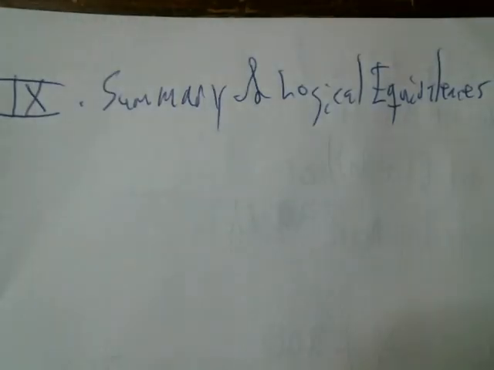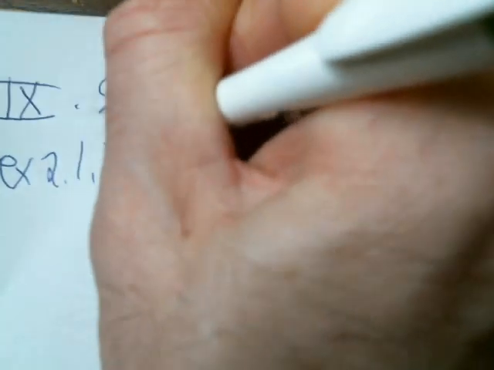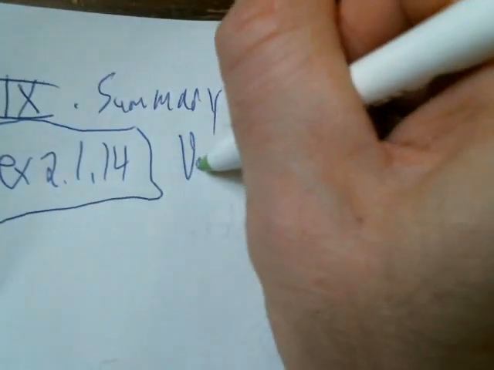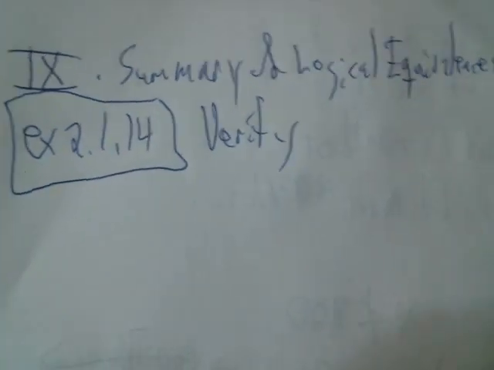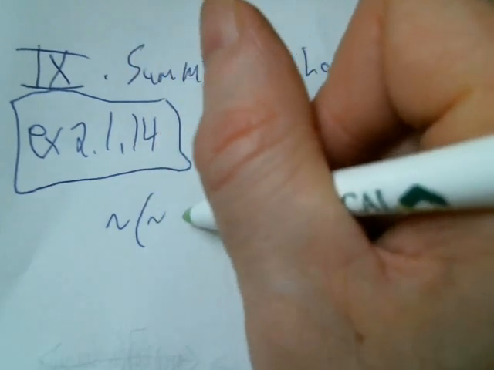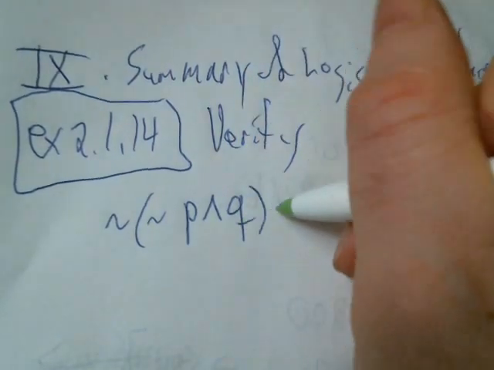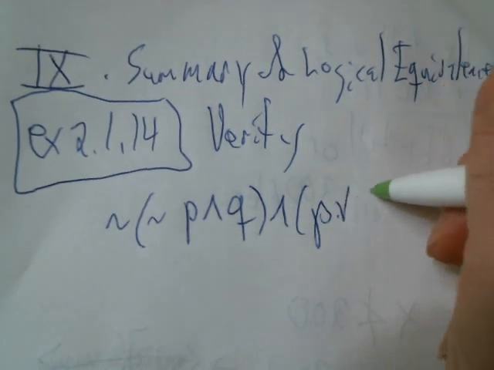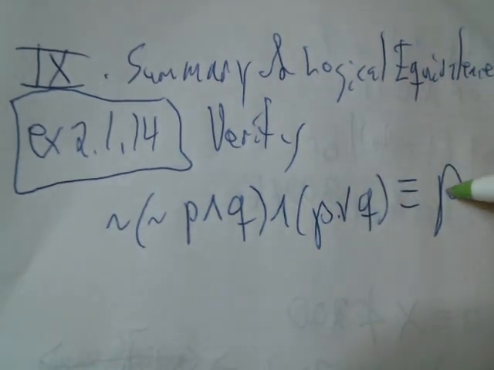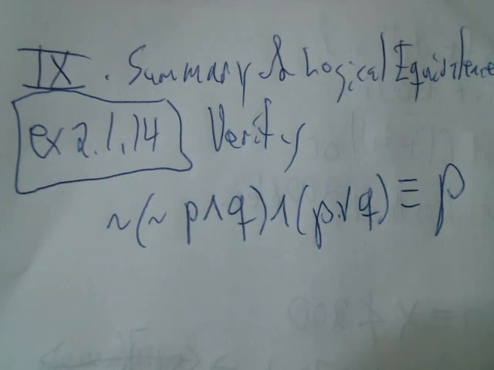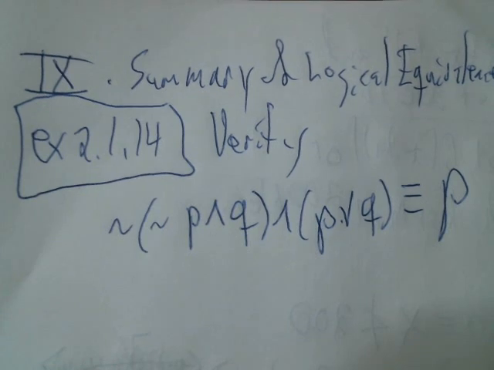Okay, so we can use these to simplify statements and make logical equivalences. So let's look at example 2.1.14, and we want to verify that this statement form is just plain old equivalent to P. Okay, so you know, it's very powerful, this logic stuff. It cuts through the nonsense.